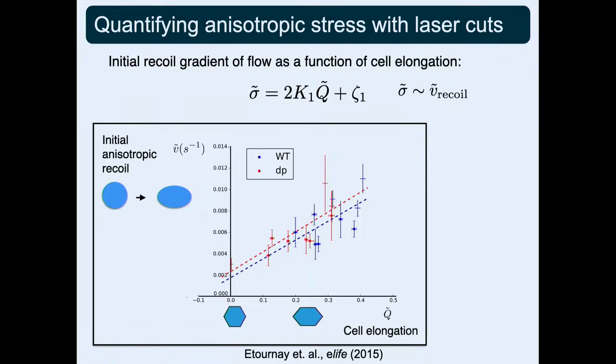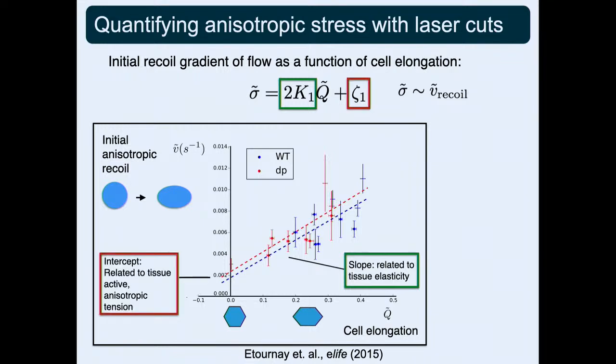Now, if there is a non-zero intercept, it means that zeta 1 is non-zero. There is an active stress within the tissue. So what one can do is compute the slope, which will be related to the tissue elasticity, and compute the intercept, which will be related to the active stress.